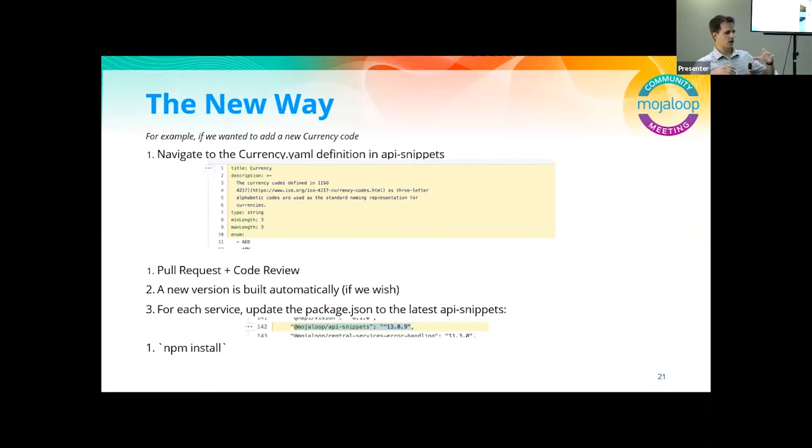So instead of having a 1,000 or 2,000 line long file that you edit, you have lots of little files that are easy to see, easy to manage, easy to code review. The process in this case is that you would navigate to the definition and add your new lines. You would then do a single code review and pull request, or pull request and code review. And depending on how it's set up, you could do an automatic version bump, or you could do that manually. Depends on some of the rules we might have around releases. And then for every service, you simply just update the version reference to the latest version of API snippets and install.